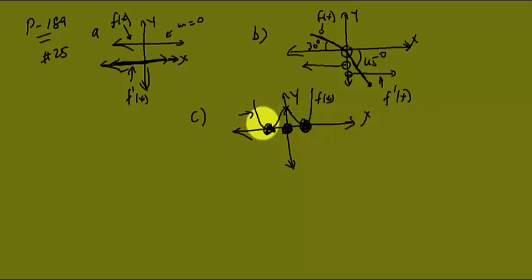The slope here is negative. That means my derivative is below the x-axis. The slope here is positive. That means my derivative is above the x-axis. Okay, and then the slope is 0. And the slope here is negative. That means the derivative is below the x-axis. Okay, and then it's 0 again. And then the slope here is positive, so that means the derivative is going to be above the x-axis. So this is my f prime of x.